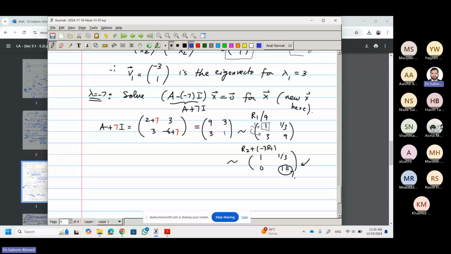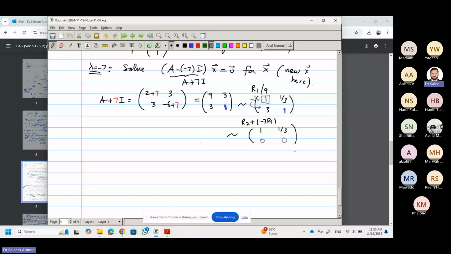Okay, so this is 1. Now you see, if you multiply this with 3 and add here, it will become 0 and 0. So one of the rows has to become 0. So now we are okay. So now if I write my solution, my solution is x1 plus 1 by 3 x2 equal to 0. So from here, I can write x1 equal to minus 1 by 3 x2, and x2 is free, right?